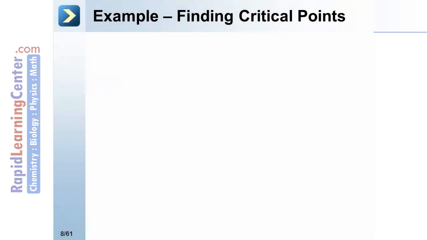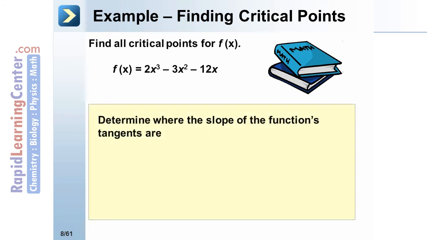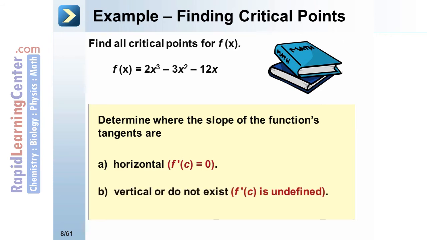Let's talk about how we actually go about finding critical points for a function. Let's say we have f of x equals 2x cubed minus 3x squared minus 12x. In order to find the critical points, we have to determine where the slope of this function's tangents are either horizontal, which means the derivative is equal to 0, or vertical or do not exist, which means the derivative is undefined. So it's a 2-step process in order to find these critical points.